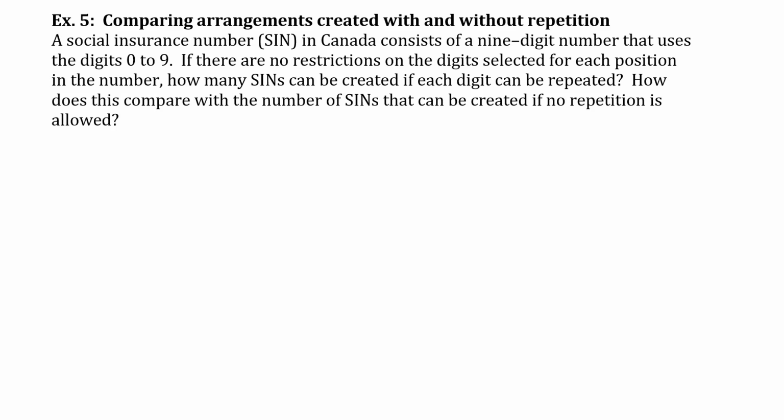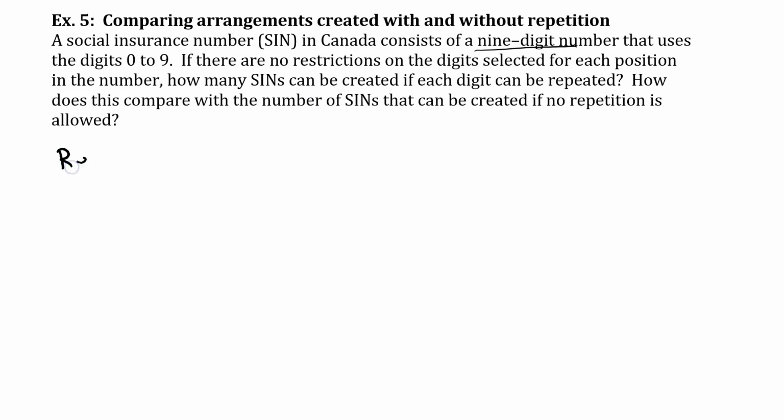A social insurance number, SIN, in Canada consists of a 9-digit number that uses digits 0 to 9. There are no restrictions on the digits selected for each position in the number. If there are no restrictions on the digits selected in each position of the number, how many SINs can be created if each digit can be repeated? How does this compare with the number of SINs that can be created if no repetition is allowed?